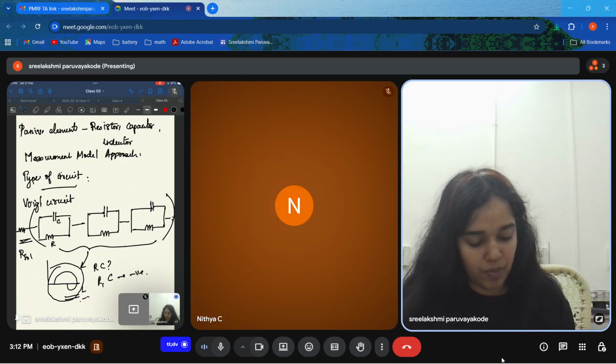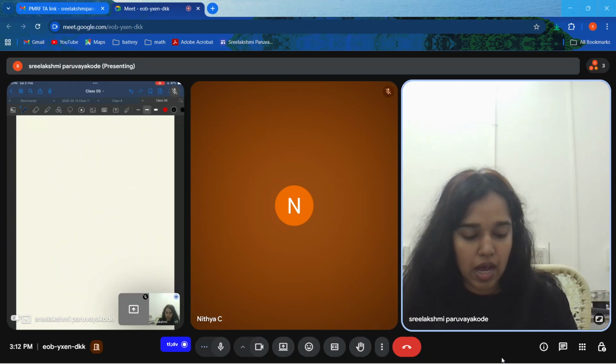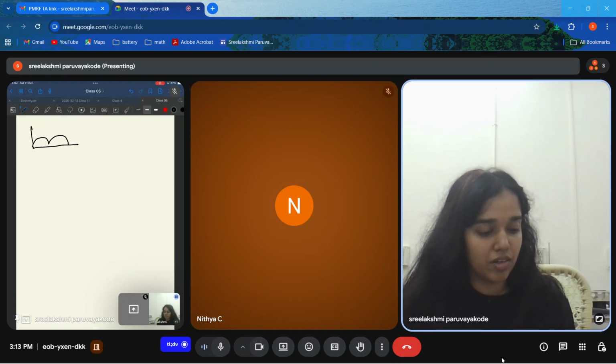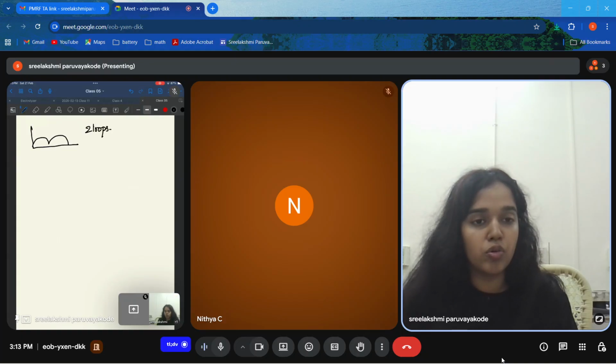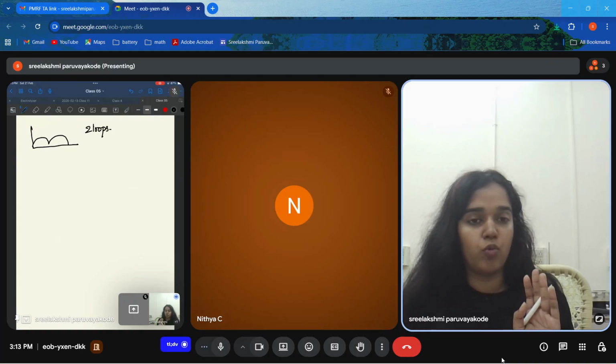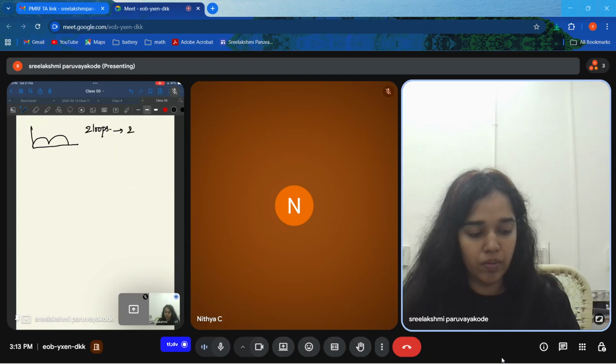So for example, I have a circuit like this. The first question is how can I fit this? You see it is two semicircles. So we can obviously say there are two loops. Two loops meaning I'll need at least two RC elements in order to fit this. That's how we usually say it. So at least two I need to fit it.